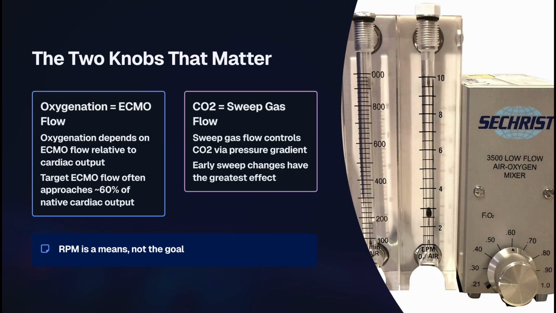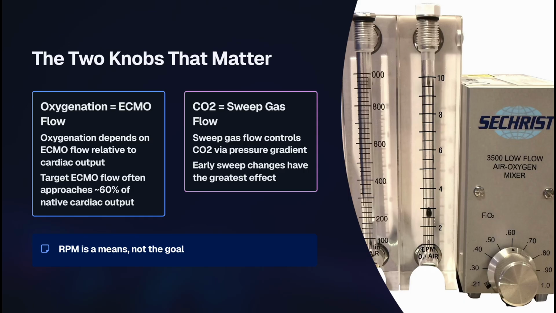In VV ECMO, oxygenation and carbon dioxide removal are controlled by different mechanisms. Oxygenation depends on blood flow through the circuit, but blood flow does not work in a vacuum. Oxygenation is a ratio, a balance between ECMO flow and the patient's native cardiac output. If the heart is pumping 10 liters per minute and the ECMO circuit is delivering 3, the oxygenated blood will be diluted by poorly oxygenated native blood, and systemic saturation will remain low. As a rule of thumb, ECMO flow must approach at least 60% of total cardiac output to reliably support oxygenation.